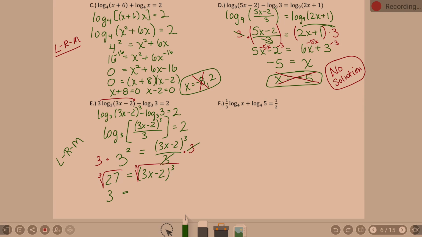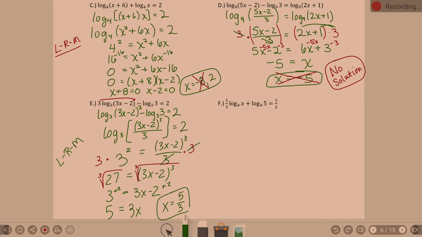Is it plus or minus? It's not plus or minus because it's not an even root. Cube roots, odd roots, there's just one answer. What's the cube root of 3x minus 2 cubed? 3x minus 2. Solve from there. What do we got? Add 2. 3x equals 5, and so x is 5/3.